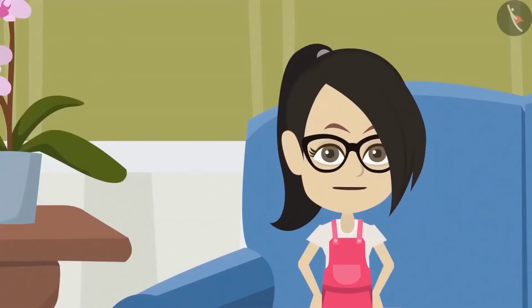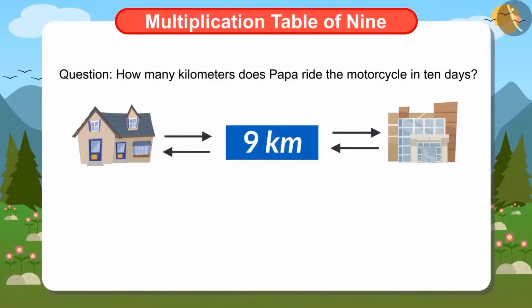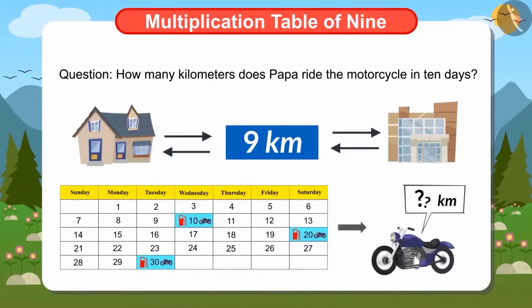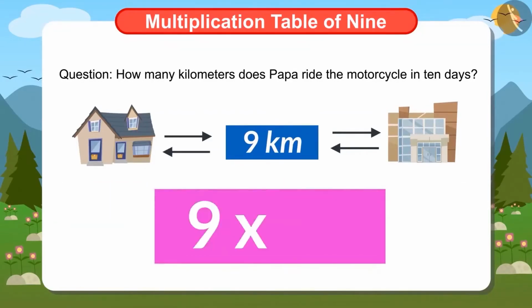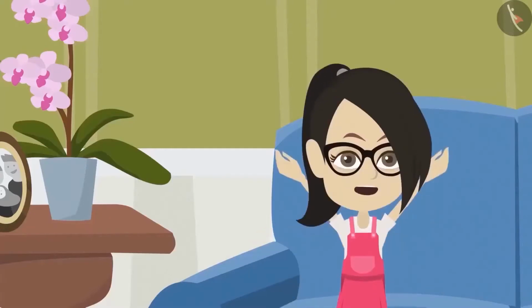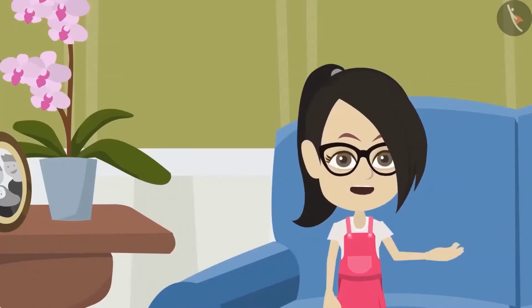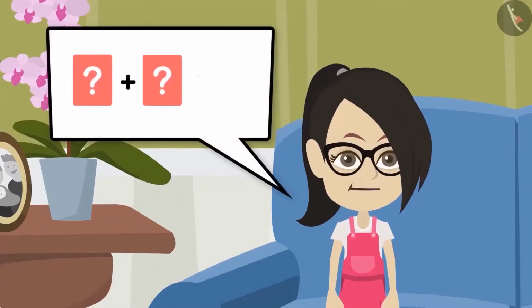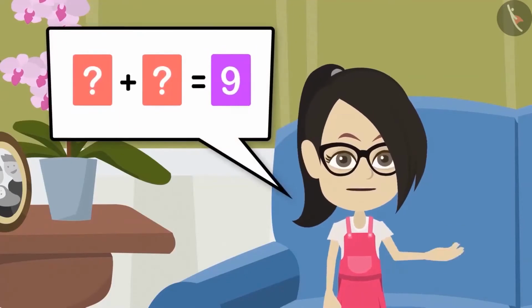How many kilometers does father ride the motorcycle in 10 days, if it is 9 kilometers per day? To find this out, I have to multiply 9 by 10. For this, I should start with the multiplication table of 9. To write the table of 9, I add the numbers of the small tables. For that, let me first find out which numbers add up to form 9. Come on, let's do that.